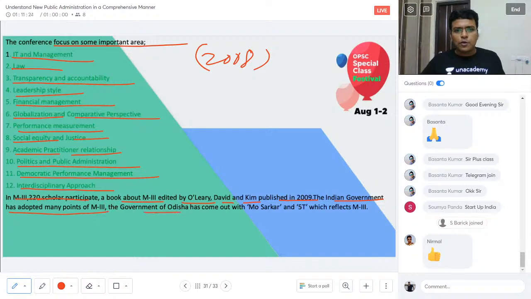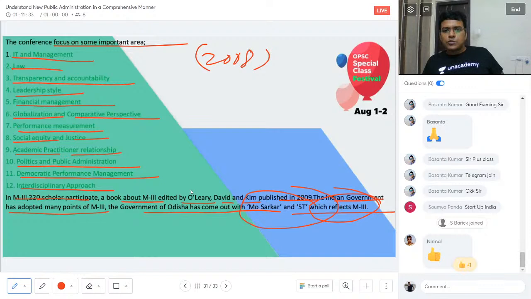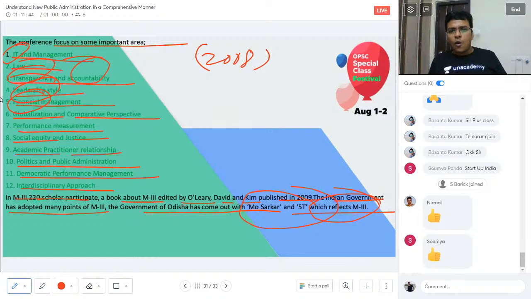The government of Odisha has come out with Mo Sarkar and 5T, which reflect M3. This is a current example you must give: with Mo Sarkar and 5T, the concepts of IT, transparency, accountability, leadership style and financial management are all reflected. So M3 is reflected in Mo Sarkar and 5T.